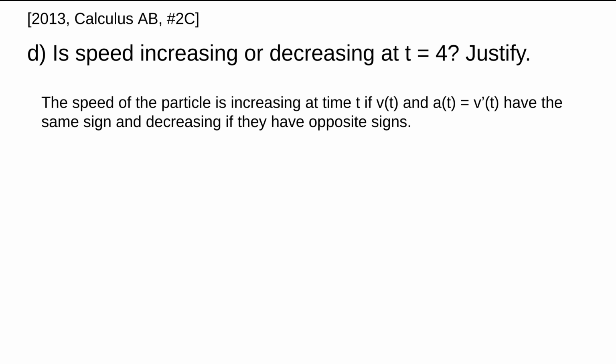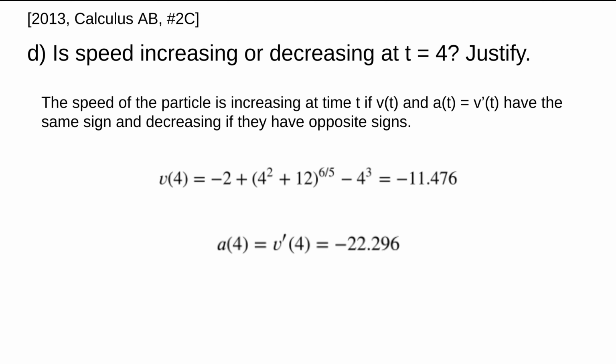So we need to figure out values for v of 4 and v prime of 4, or at least determine if they're positive or negative. So v of 4, it's a calculator active question, so plug 4 into this function in your calculator. V of 4 is negative 11.476. What's really important here is the fact that that is negative. And a of 4, or v prime of 4, is negative 22.296. And again, what's important here is that that is negative.